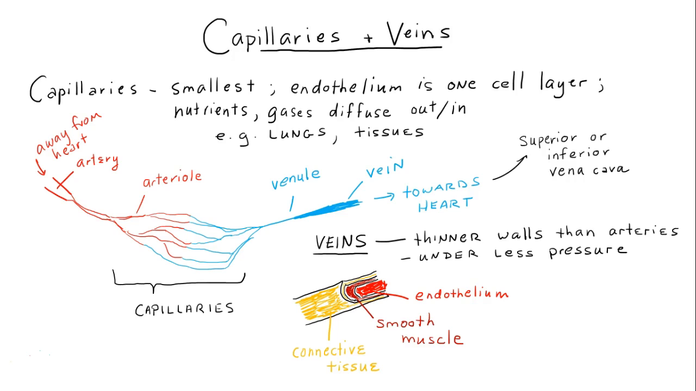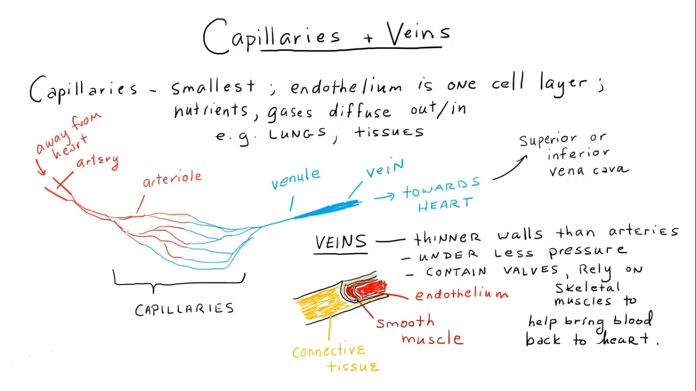Because they're under a lot less pressure, they have to get the blood back to the heart. That could be an issue. But veins contain valves which prevent backflow of blood. They also rely on skeletal muscles to help bring the blood back to the heart. So the more you're exercising, the more you're using your skeletal muscle to get that blood back to the heart.